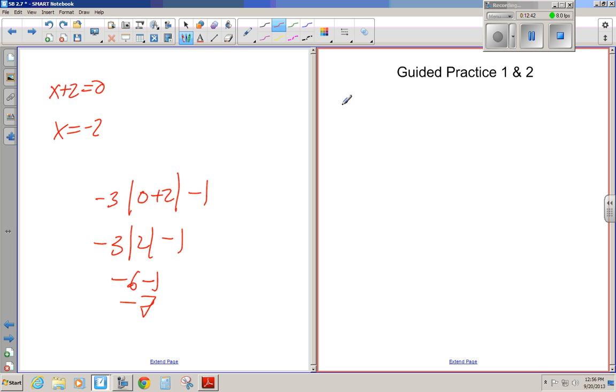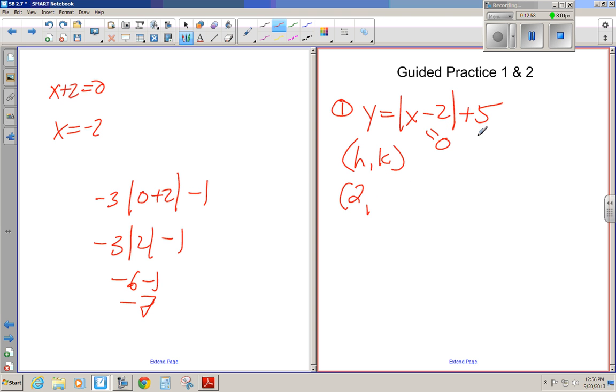So we have to graph number 1, y equals the absolute value of x minus 2 plus 5. Well, h, k is the vertex. What makes this equal to 0? Just this number is the vertex. So 2, 5 is the vertex.